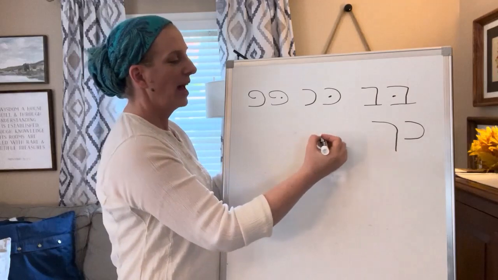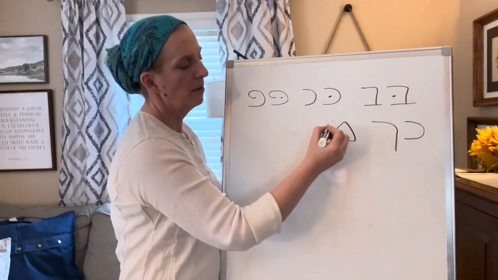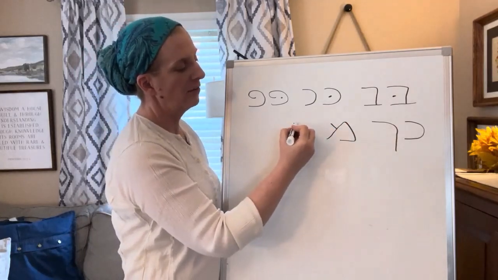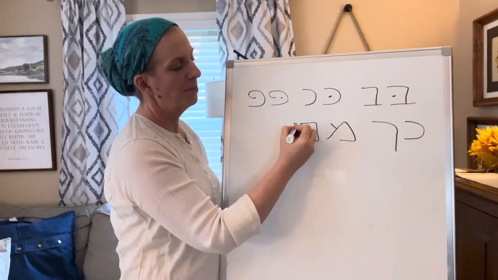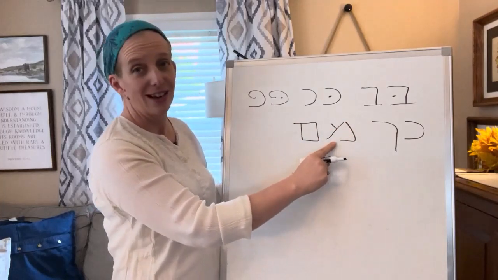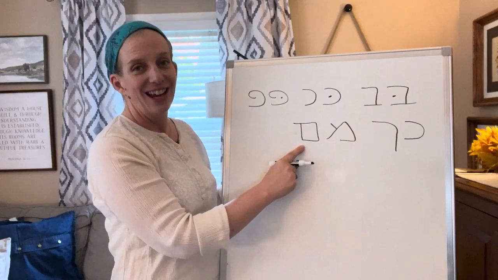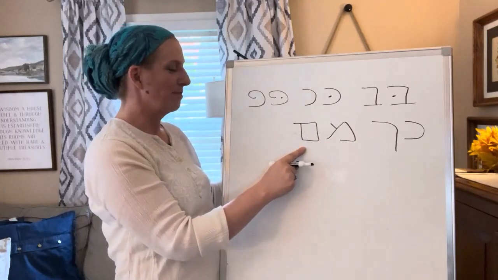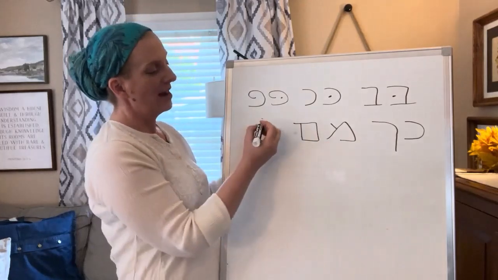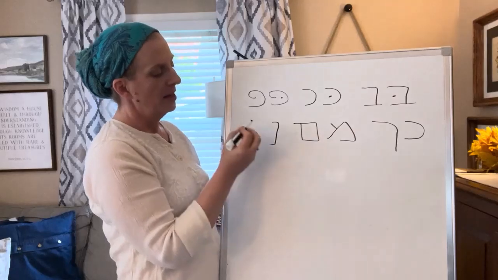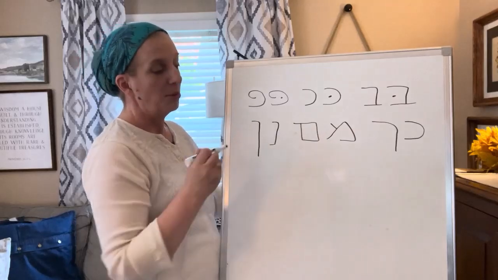And then we have a mem, which we remember making, and then a mem at the end of a word. It's like a measuring cup. It's holding the water here, and the water is not going to be able to be held. So here at the end of a word, you're going to close up that measuring cup so the water does not escape. We had a noon last time. And then at the end of the word, it goes down below the line.